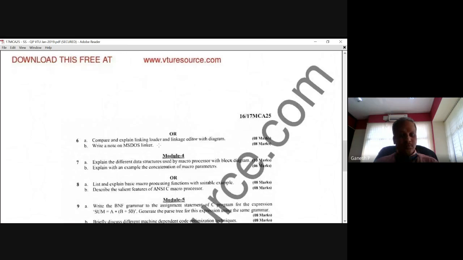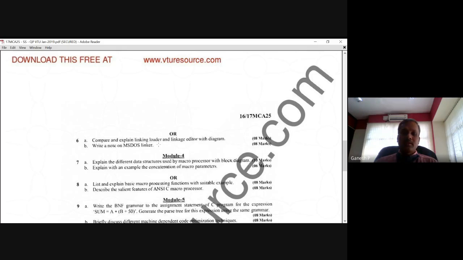Next, coming to module 4 with macroprocessor: the data structures used by the macroprocessor with a block diagram. Which block diagram is it here? We have a block diagram for the definition table, argument table, and name table. We have to draw that diagram and explain the three data structures used in the macroprocessor. Wherever possible, illustrate with an example. That is very important.